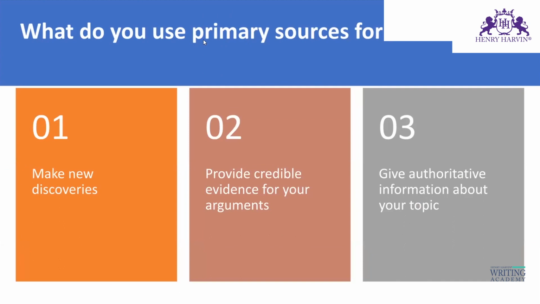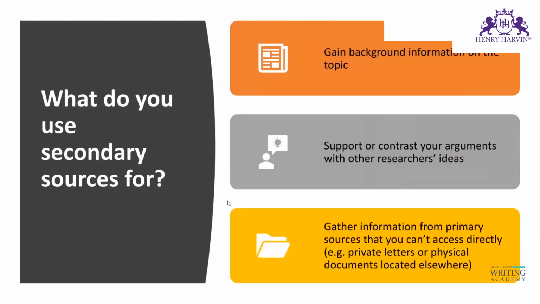Now, what do you use primary sources for? Where do we use the primary source? For making new discoveries. Of course, when you are making new discoveries and new observations, then you will use a primary source. A primary source would be more credible evidence because it is direct involvement, right? It will give authoritative information also. Why? Because you have a direct interview or a recording that you have.